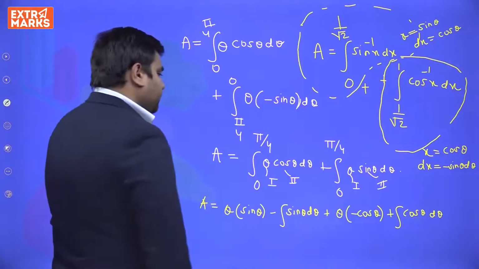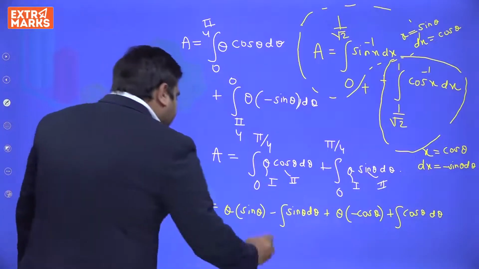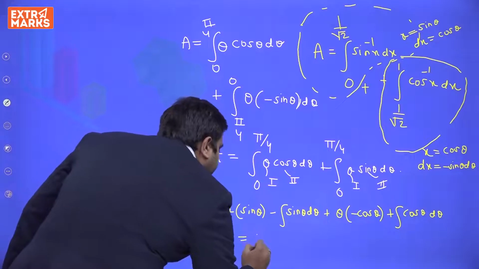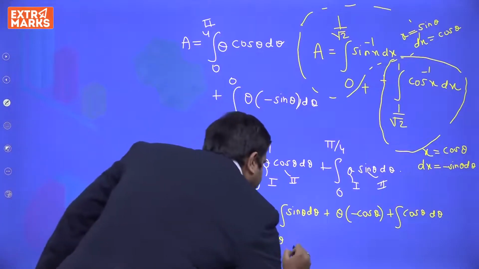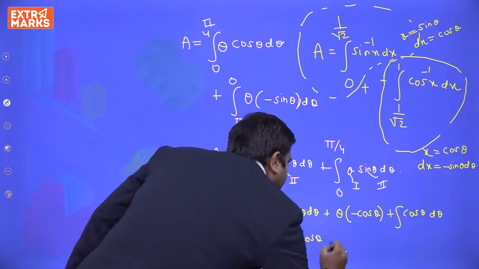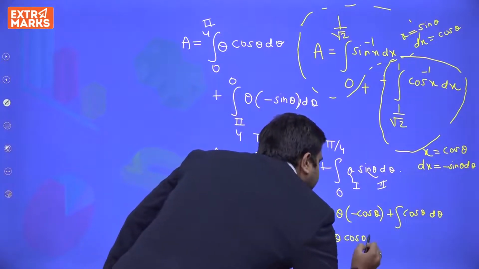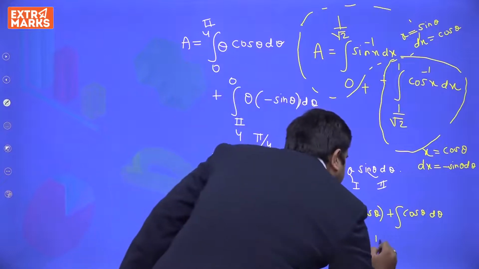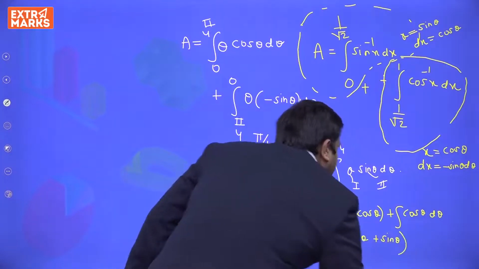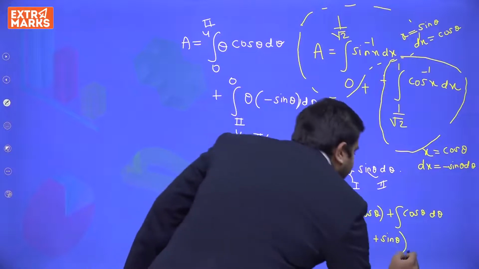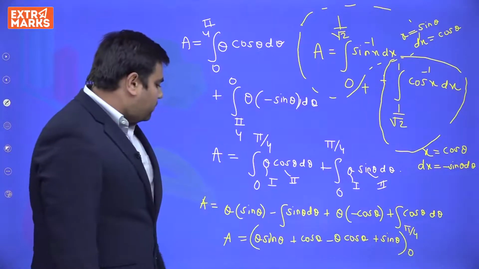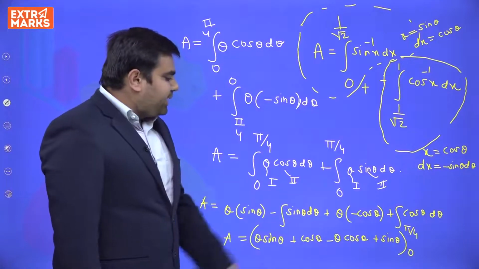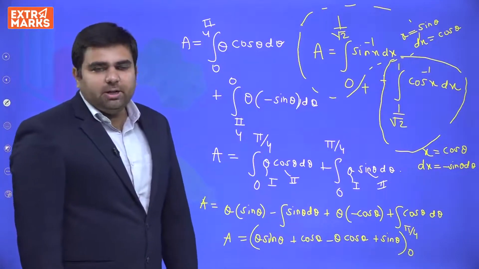Right? So what would it come out to be? This would come out to be theta sine theta, and this is plus cos theta, minus theta cos theta, and this is plus sine theta, right? And this happens from 0 to pi by 4. Now you can place your limits and get the correct answer.